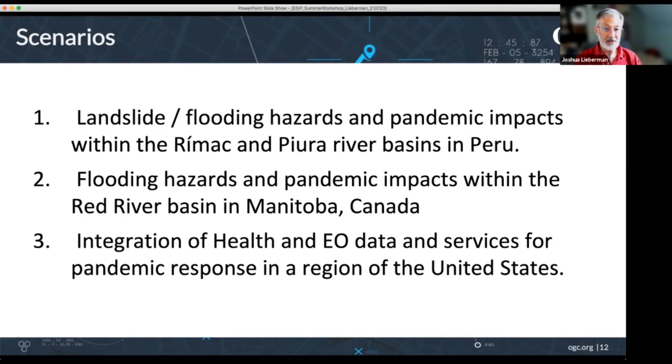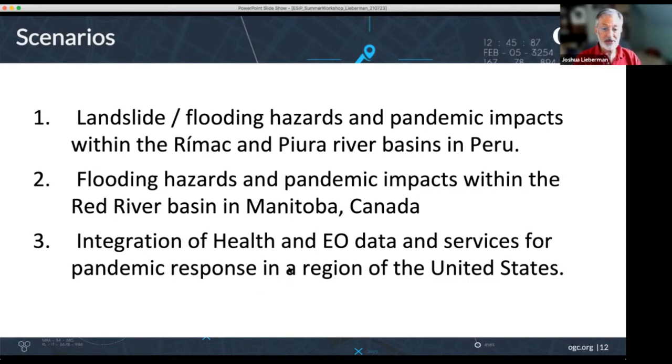The second scenario involves flooding hazards and pandemic impacts within the Red River Basin, which is in Manitoba, Canada, and the basin extends south into north central United States as well. So it's a cross-border situation, but we'll focus on the Canadian part there, where one of the major causes of the flooding is the ice jams and ice breakup. So a bit of a different climatic situation from Peru.